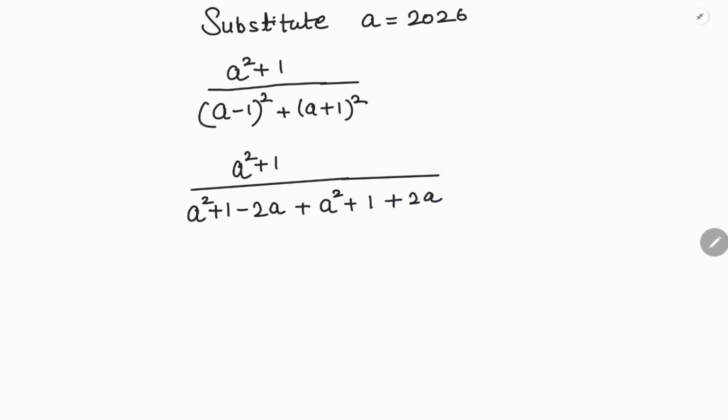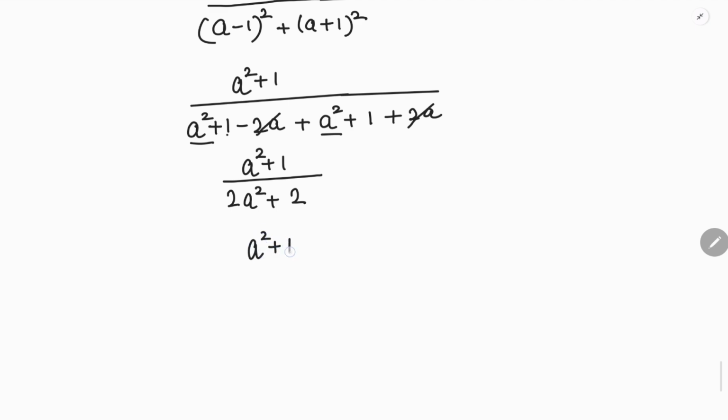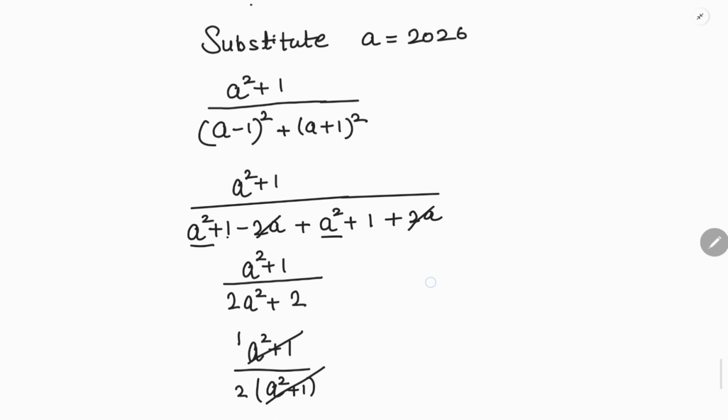We get this thing. Now I can see that we will cancel out this 2A and 2A, right? Okay. Now we are left with A square plus 1 divided by A square plus A square is 2A square, right? Okay. Plus 1 is 2. Right, okay. So A square plus 1, I will take 2 common from the denominator, and inside I am left with A square plus 1 only. Now this is simple. I will just cancel out this and this. So in the numerator I get 1 and denominator is 2. So our final answer is 1 by 2.